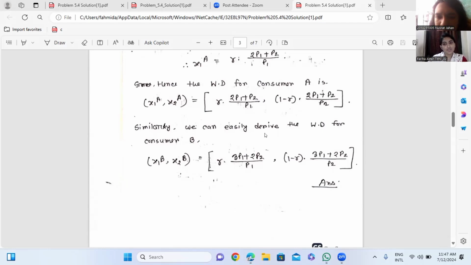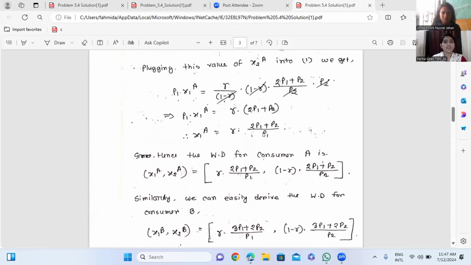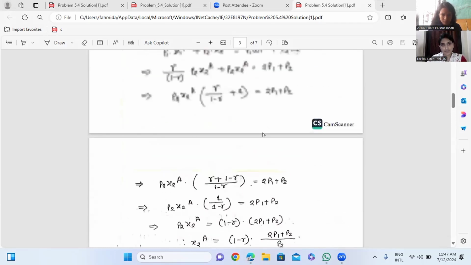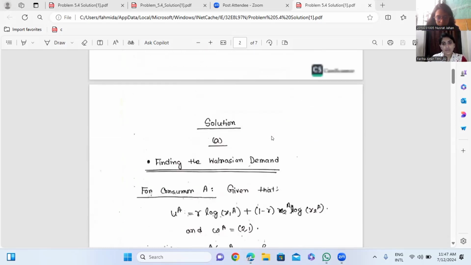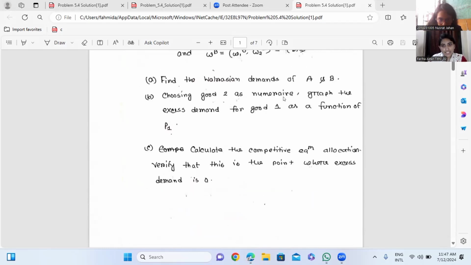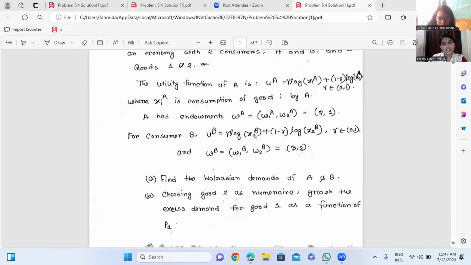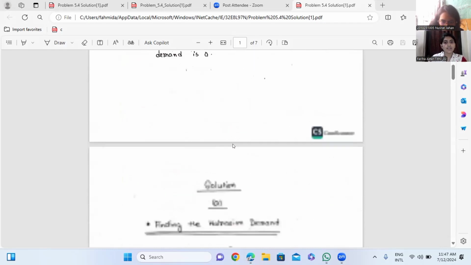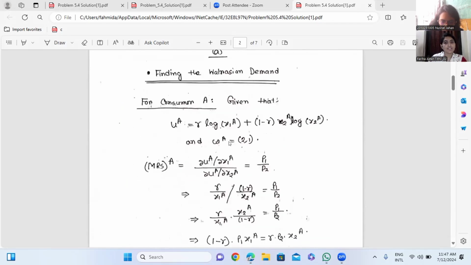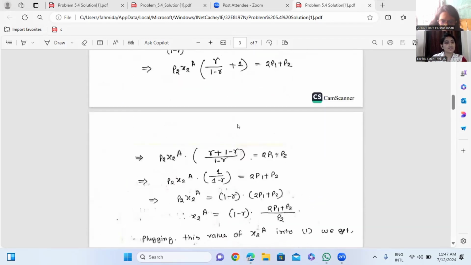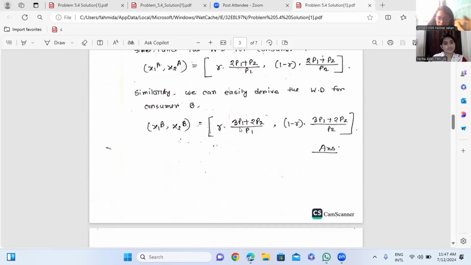In the same manner, we can also derive the Walrasian demand for consumer B. Just put a little attention on it. UA and UB are basically similar functions, just X1A and here X1B. Just the notations are changed. So I can directly write that both are the same. Actually, their MRS are the same, just the endowment changes. Yeah, right. Or if you want, you can independently derive for consumer B.